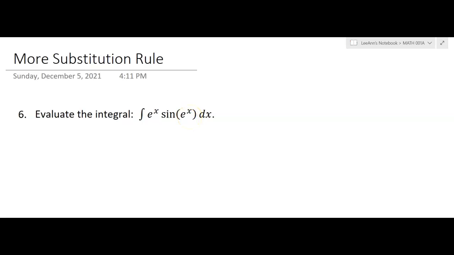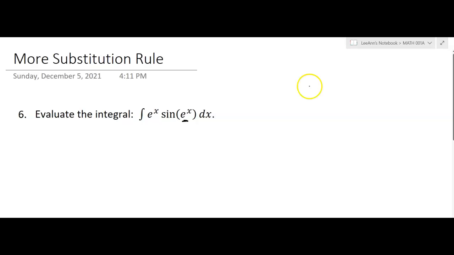I'm not too worried about the sine because I know how to take the antiderivative of sine. So you might want to look over some of your antiderivative rules, your cheat sheet for antiderivatives, just to become familiar with, well, what do I know how to work with?